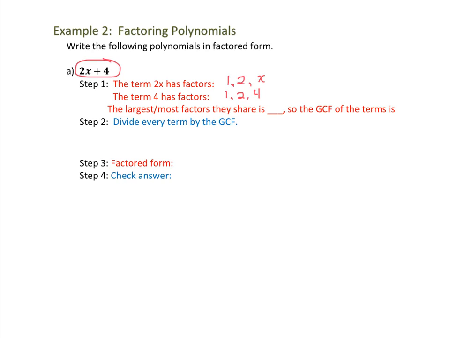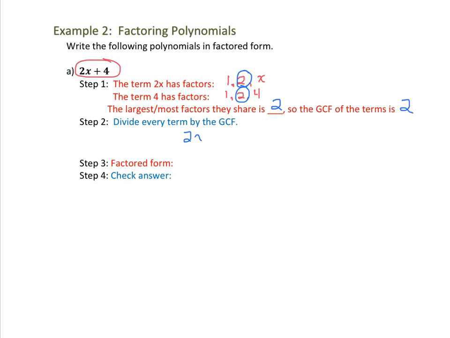Remember, you're thinking about what these expressions are divisible by. The largest factor that they share in common is 2. So, the greatest common factor of the terms is 2. Only the first term has an x, so x is not part of the greatest common factor. The next step is to divide every term by the greatest common factor.